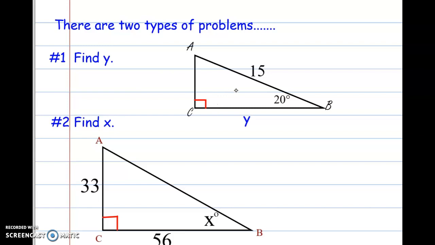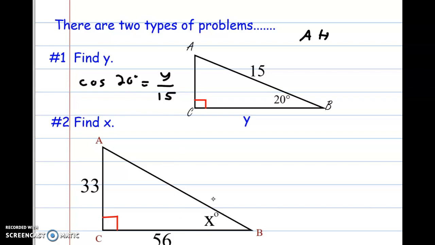Okay, so the first one looks like it's a cosine one. We have adjacent and hypotenuse, and this would be the regular cos. So we would just do cos, and since we have the angle, we can pass in the angle. We don't have to use the inverse cos or anything like that, and then you just do adjacent over hypotenuse, right? And then you could solve it from there.